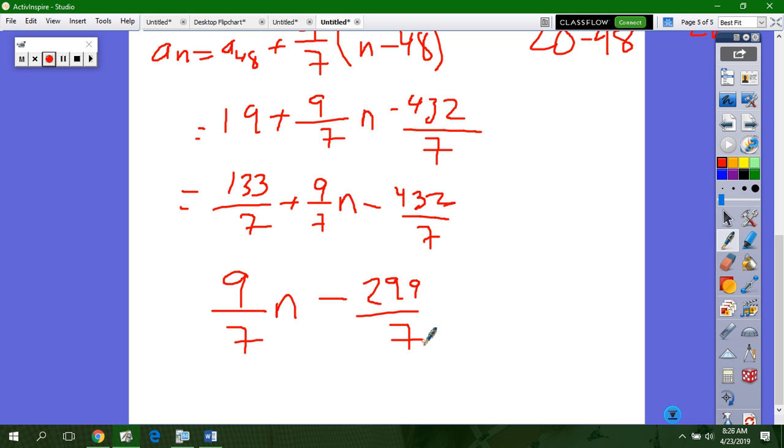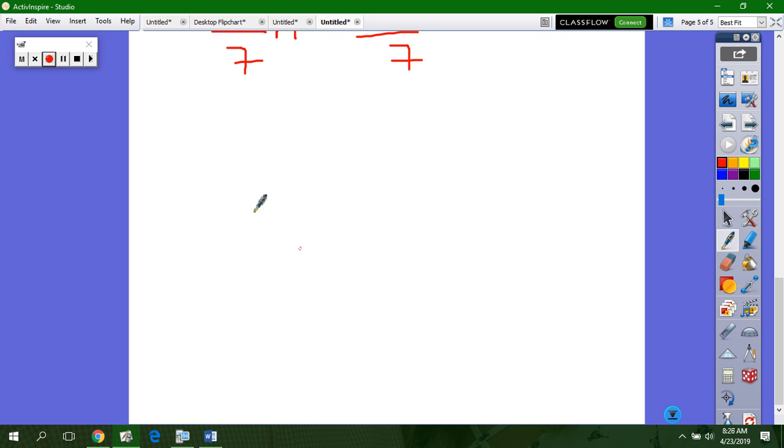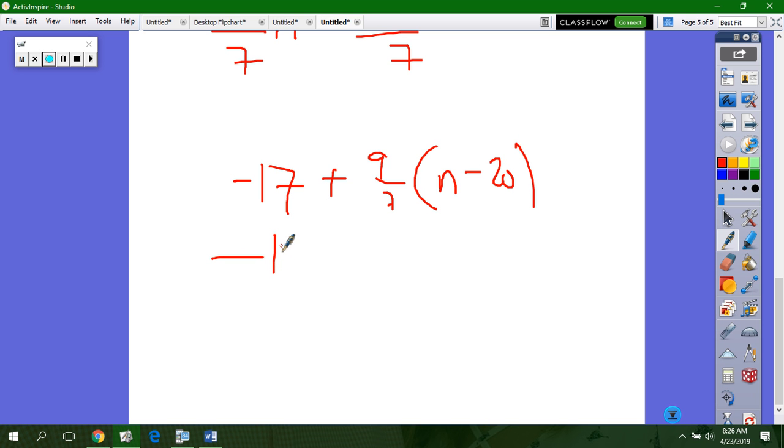You can choose either one. Would you like me to do it the other way? Yep, I'll do it the other way just for kicks and giggles. So that's negative 17 plus 9/7, and then what term was the negative 17? The 20th? So n minus 20. Therefore that's negative 17 plus 9/7 n minus 1/87. So I need to get a common denominator.